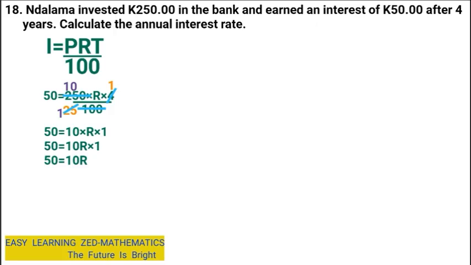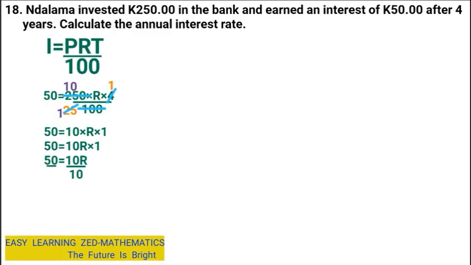Now at this stage, remember my focus is to leave r alone, or to find the value of r. Not really making r the subject of the formula, but to find the value of r. Which means r should be on one side of the equal sign alone. So I'm going to divide both sides by 10 because I want to leave r alone. So I'm going to say divide by 10, divide by 10.